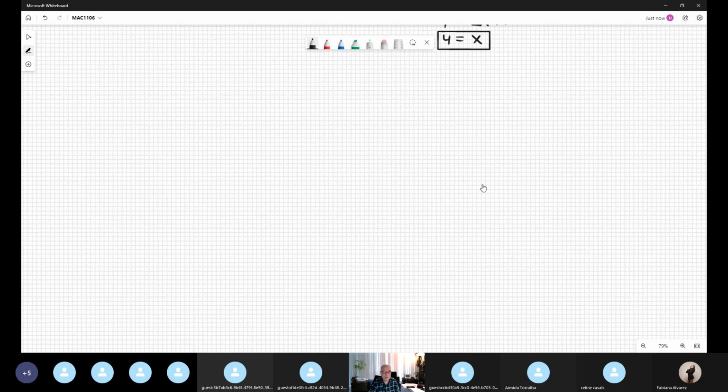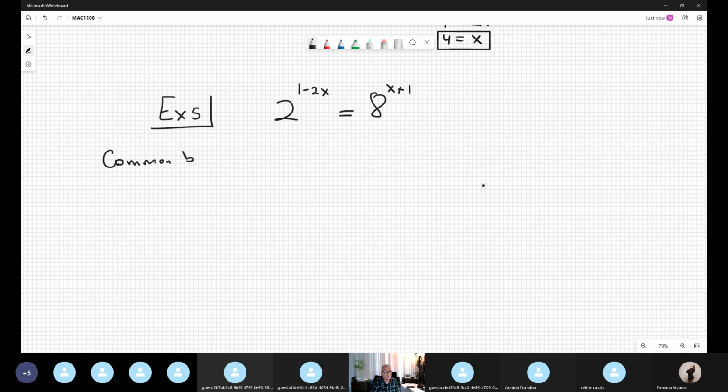Example 5. I need help in example 5. 2 raised to the 1 minus 2x is equal to 8 raised to the x plus 1. My question always is, what is the common base? Remember, what is the idea? The idea is to express both sides using one common base.